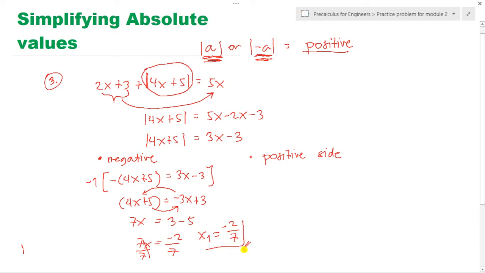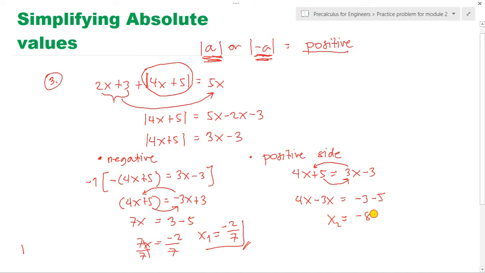How about for the positive side? So, we now have here 4x plus 5 is equal to 3x minus 3. Then, solve for x. So, transpose po yung x sa kabila, yung 5 din sa kabila. So, we have here 4x minus 3x is equal to negative 3 minus 5. So, we now have x na lang. And then, we have negative 8.